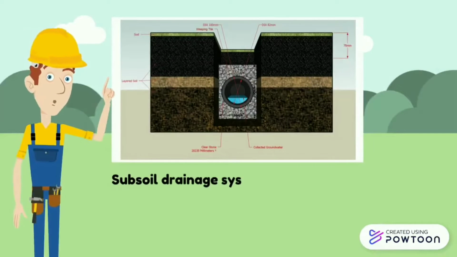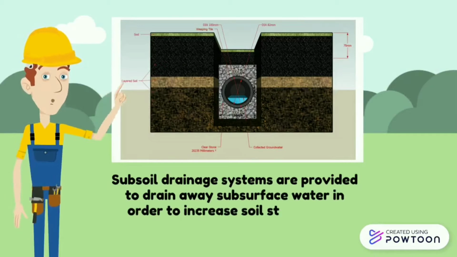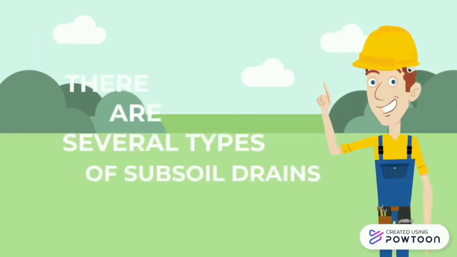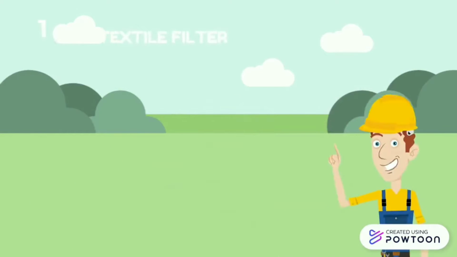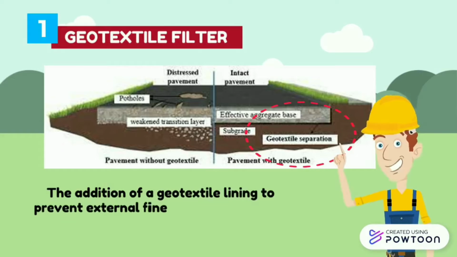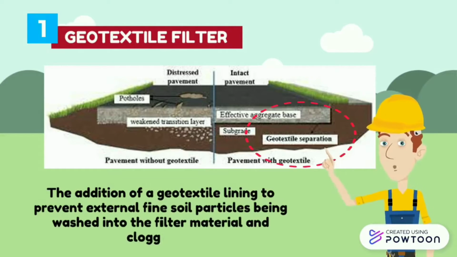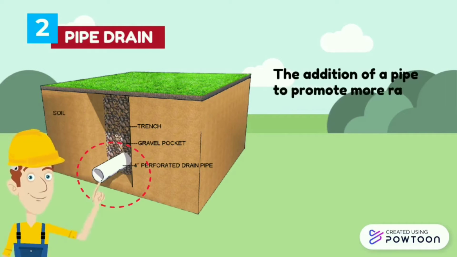Subsoil drainage systems are provided to drain away subsurface water in order to increase soil strength by reducing the moisture content. There are several types of subsoil drains. The first type is geotextile filter: the addition of a geotextile lining to prevent external fine soil particles being washed into the filter material and clogging it. Pipe drain: the addition of a pipe to promote more rapid drainage.